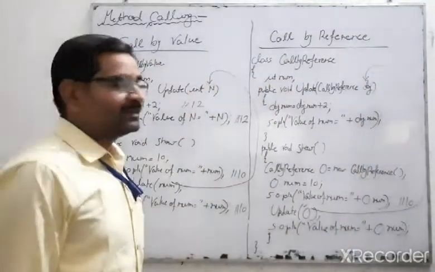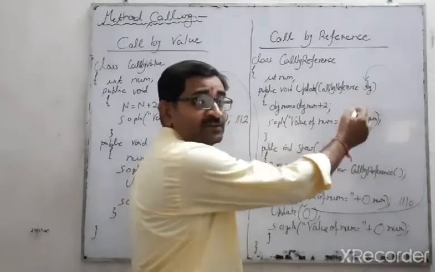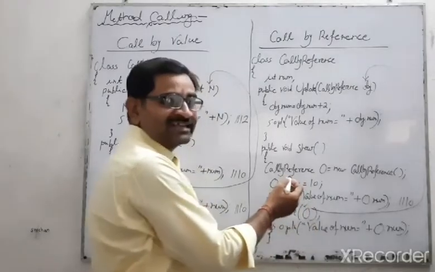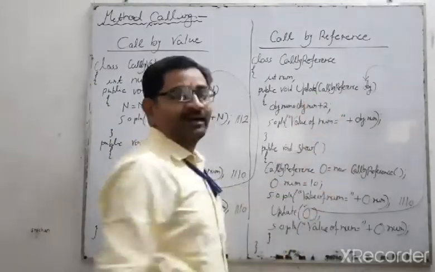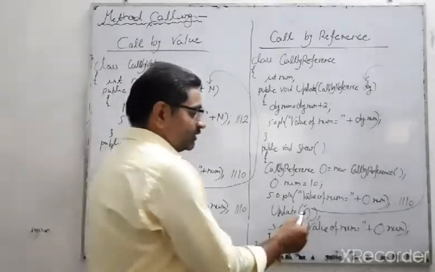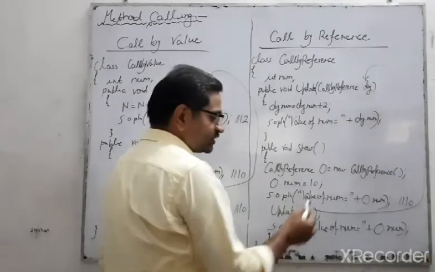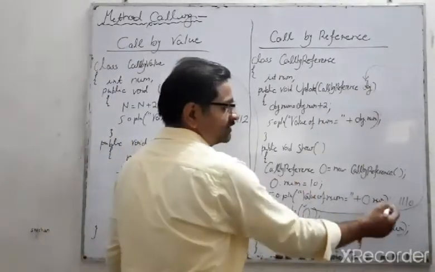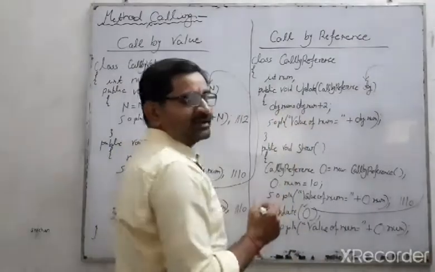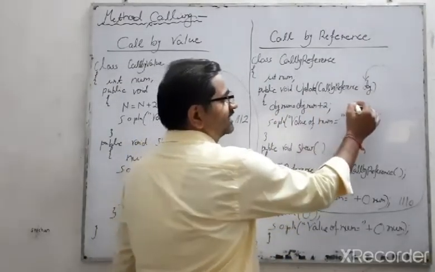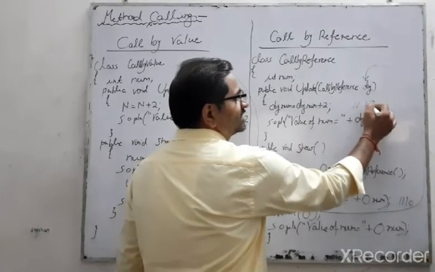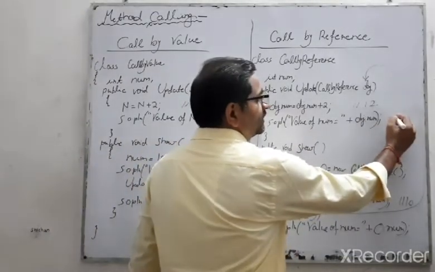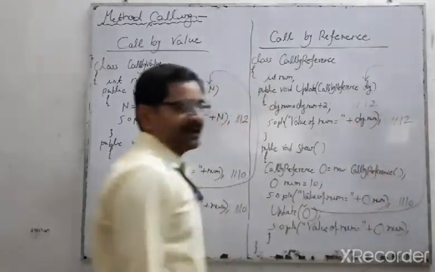obj. Here obj is an object of the CallByReference class, and o is also an object of the CallByReference class. It means both objects belong to the same class. So here obj is a reference to the object o. Now obj received 10, obj.num is equal to 10, and here we update the value of num. The updated value is 12, and when you print the value of num, you get 12.